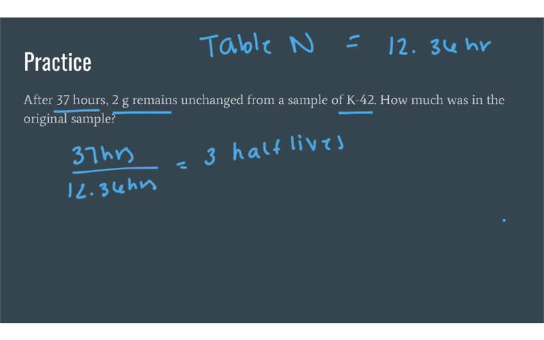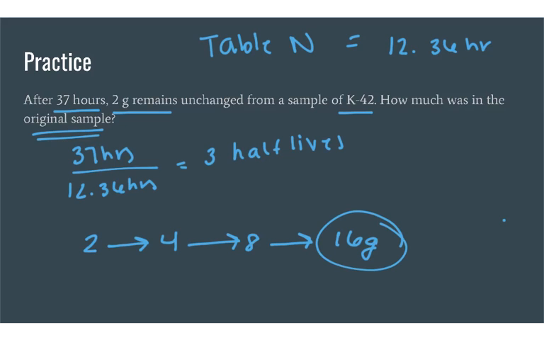So remember, I'm looking for what was the original sample. So I'm not going to be dividing 2 in half 3 times. I'm going to be multiplying it by 2 3 times. So if I start with 2 and I go through 1 half-life, I get 4. I go through a second half-life, I get 8. And on my third half-life, I get 16 grams. So we started originally with 16 grams of potassium-42, and it decayed down over time. Okay?